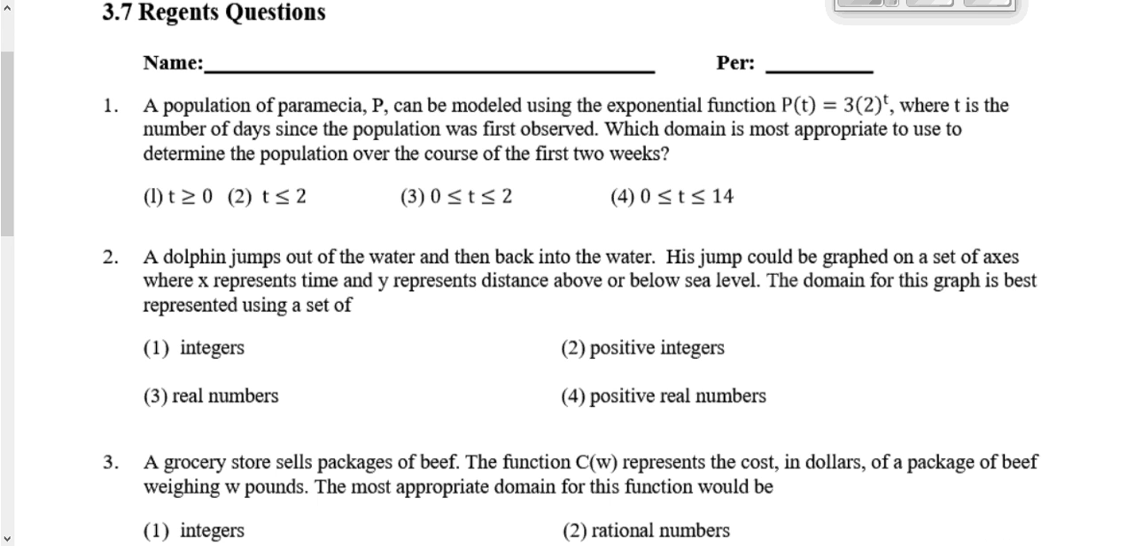Okay. First Regents question. Cammie, would you read that first one for us, please? Paramecia. You know what a paramecium is? Microscopic. What about an amoeba? They're little microscopic, single-celled organisms, right? And paramecium is just one type. But anyway, go ahead.